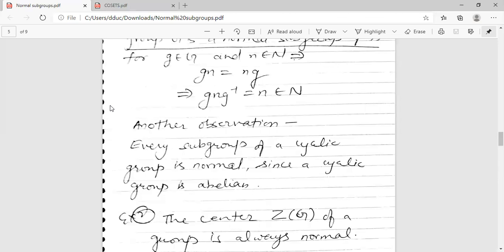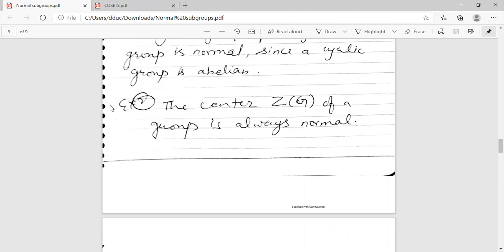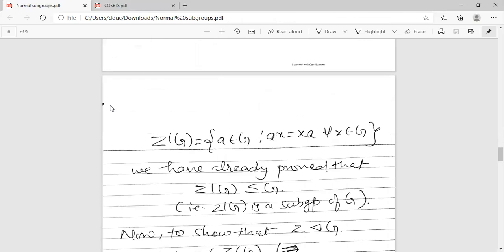So every subgroup of a cyclic group is normal. Now this is example 2. Here we are saying that the center of a group is always normal. The center of a group, Z(G), if G is a group, then Z(G) denotes the center of the group. So the center of the group we already know. How do we define the center of a group?